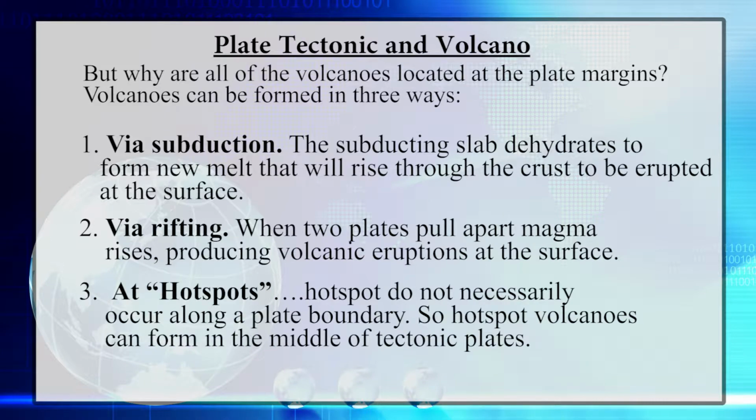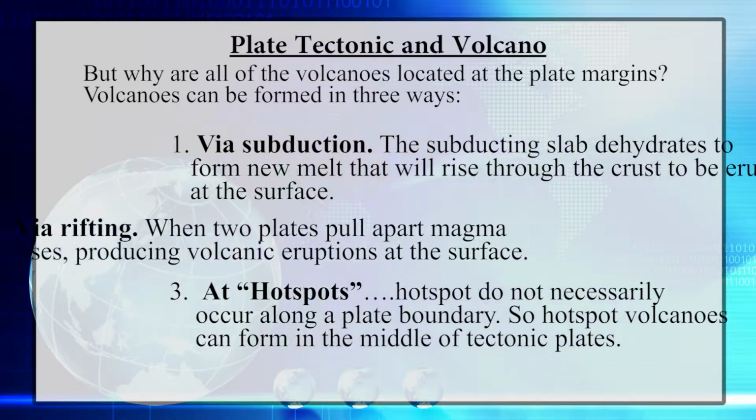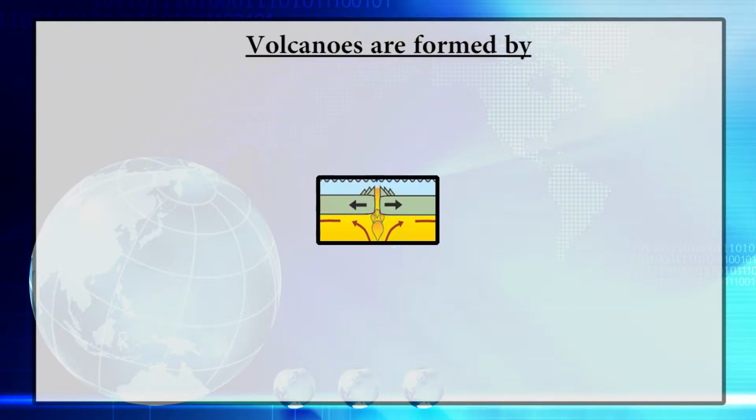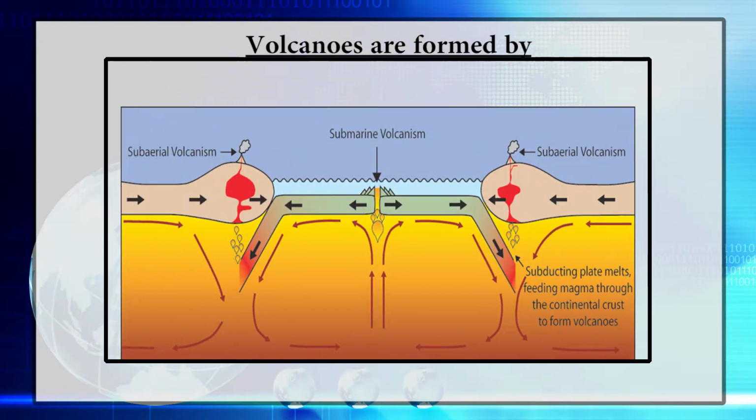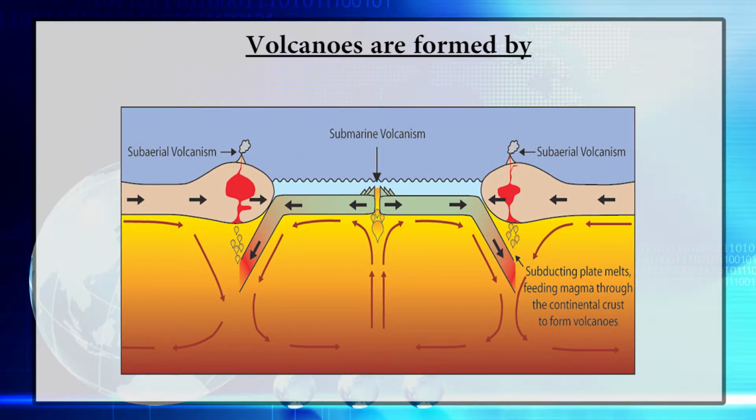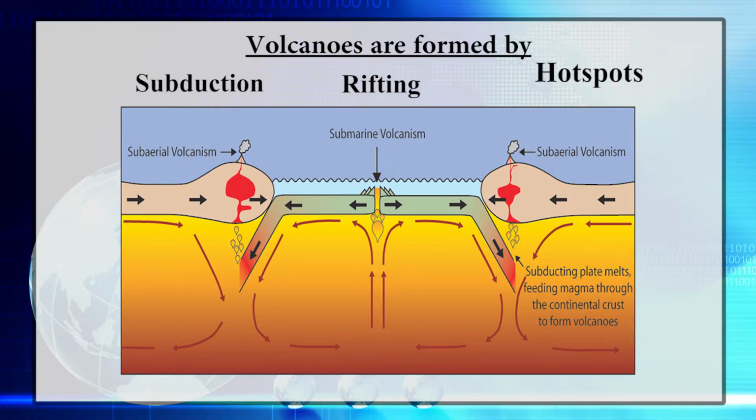Actually, hotspots do not necessarily occur along a plate boundary. So, hotspot volcanoes can form in the middle of tectonic plates. And now, volcanoes are formed in three distinct ways. I already told you: subduction, rifting and hotspot. You can find how subduction, rifting and hotspot actually occur in the diagram.